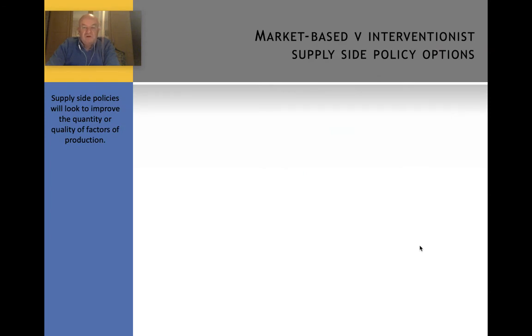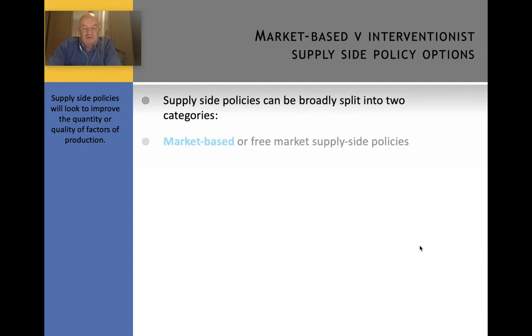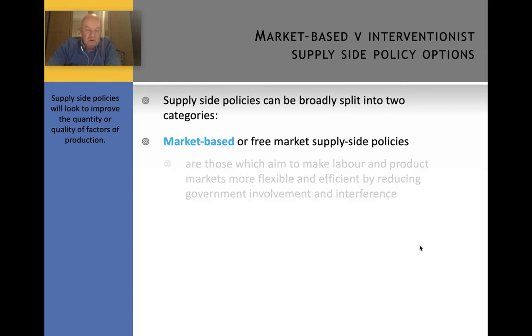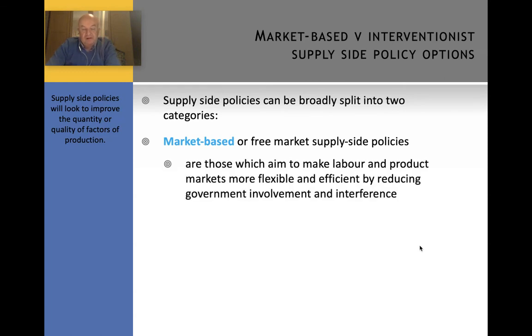So let's look at market-based versus interventionist-based supply-side policies then. And in each instance, like we've mentioned before, supply-side policies are all about trying to improve the quantity or the quality of the factors of production. So let's take a look at the 2 categories then. Obviously, we've got market-based or free market supply-side policies, and we'll look at some of those as we go. So these really aim to try to make labour and product markets more flexible and efficient by reducing government involvement and interference.